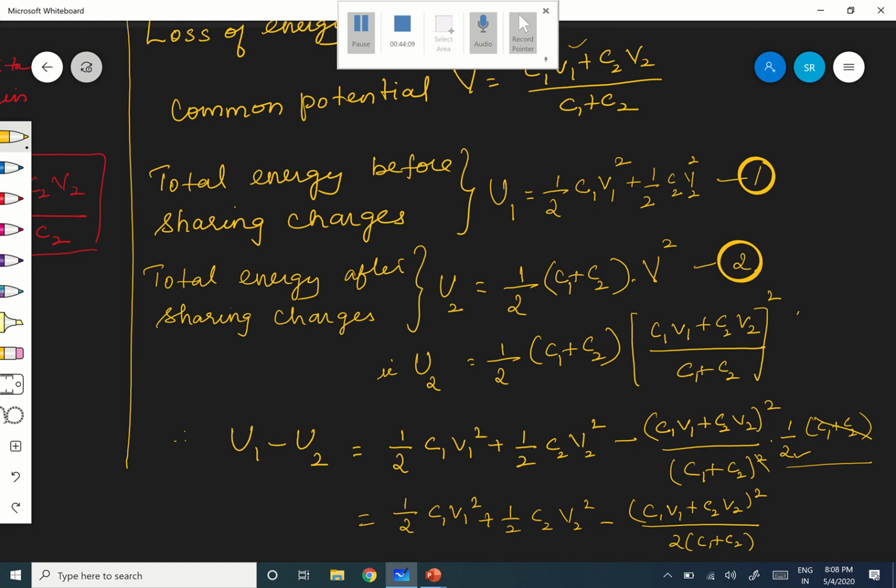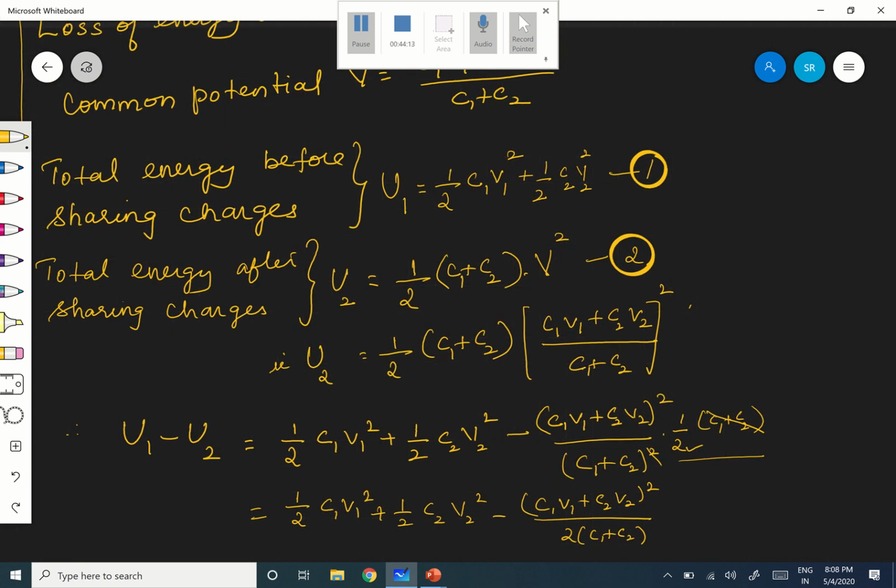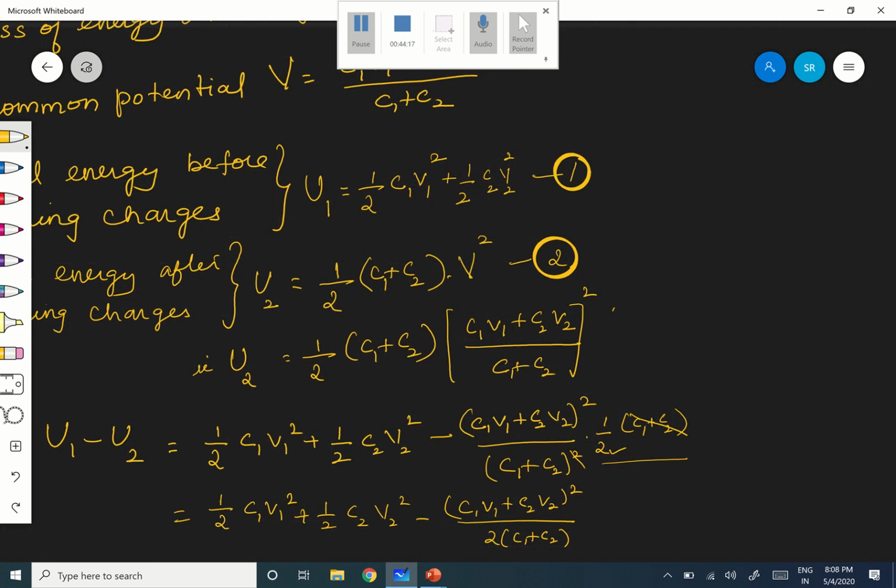Now can you give me what this is? You have to expand that. It is not a very big expression. Therefore, U1 minus U2.